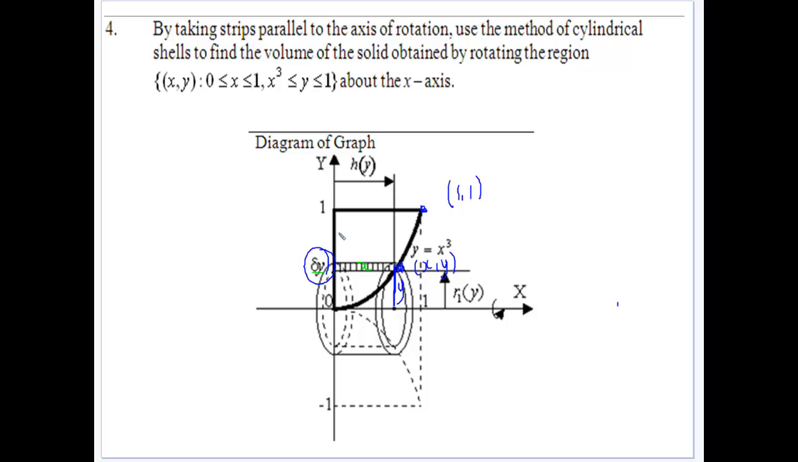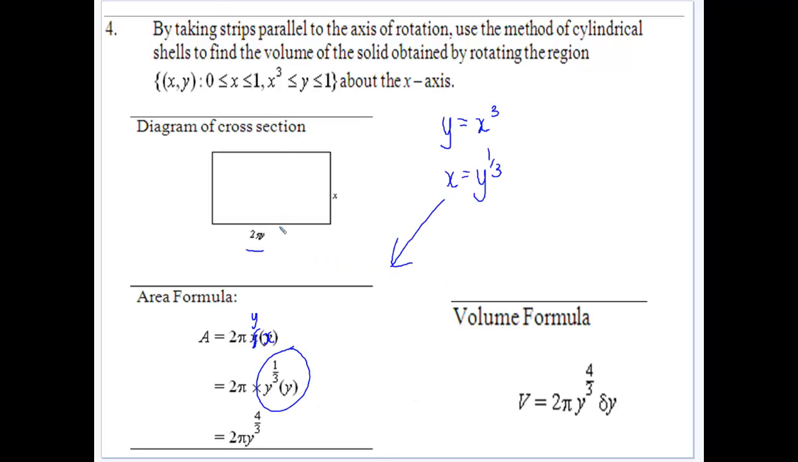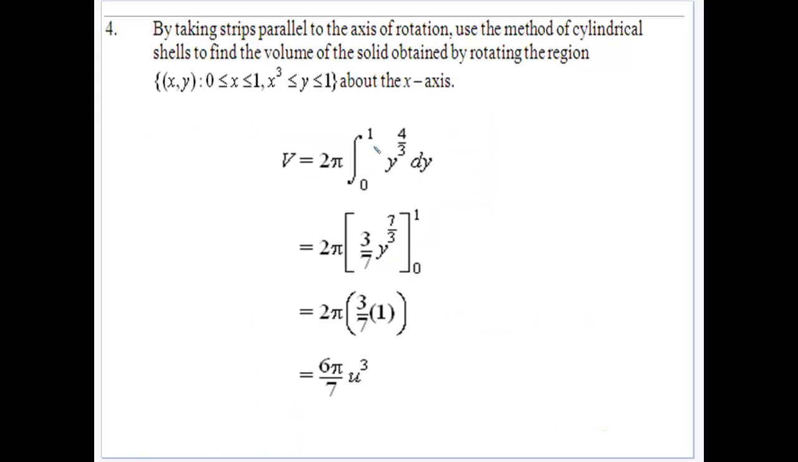And rotating around between 0 to 1, we get 2 pi y times the 1 minus x, which is going to be y to the power of 1/3, gives us our area of 2 pi y to the power of 4/3 times delta y for our thickness. And then we can integrate between 0 and 1. Allows us to get 6 pi on 7.